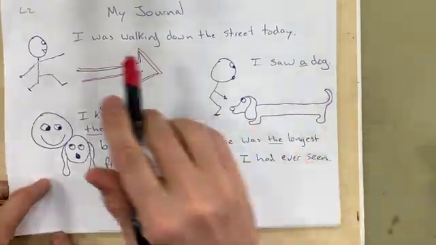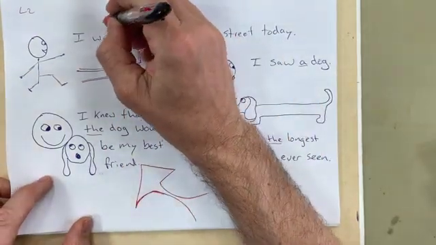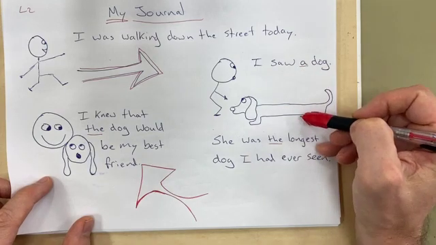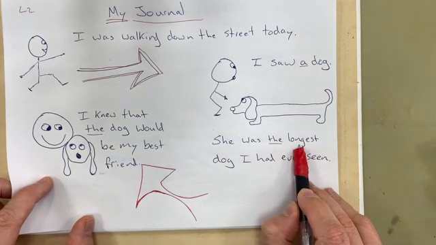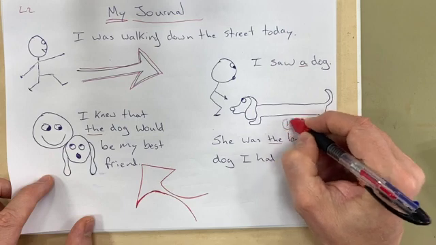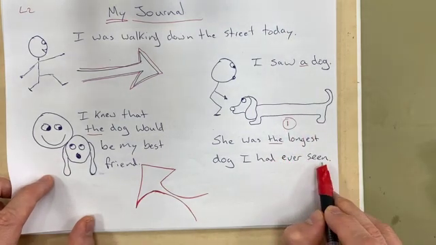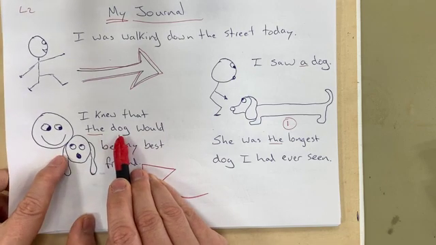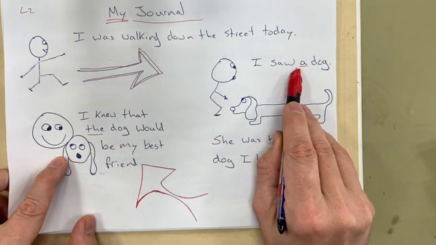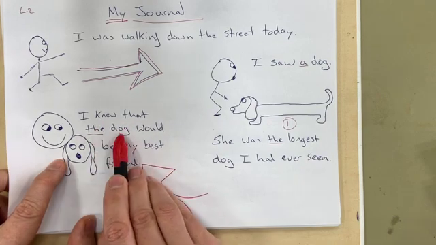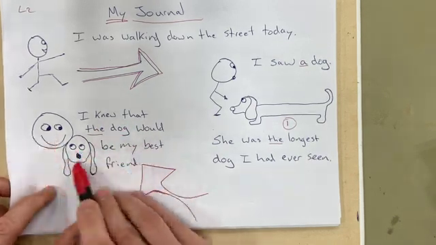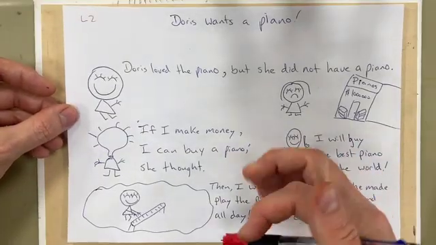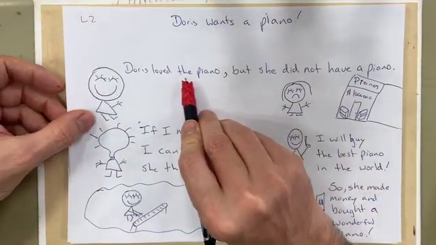So I was walking down the street today. This is my journal, okay? And I saw a dog, same thing, right? She was the longest. This is the number one, longest dog I had ever seen. I knew that the dog, which dog is it? It's the dog I saw. I knew that the dog would be my best friend. Okay? There you go, same. Let's see another use of the.